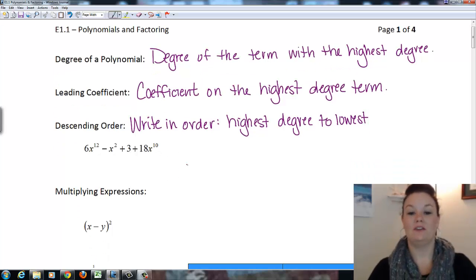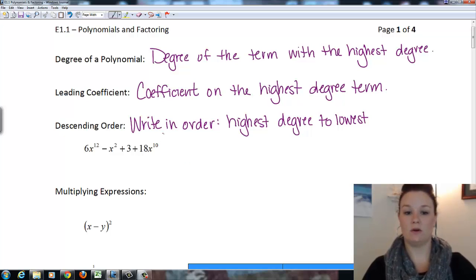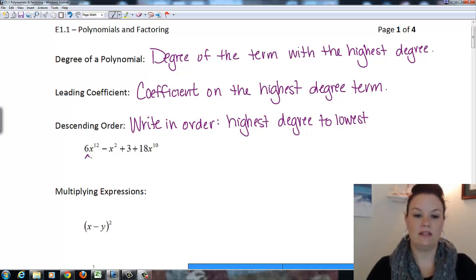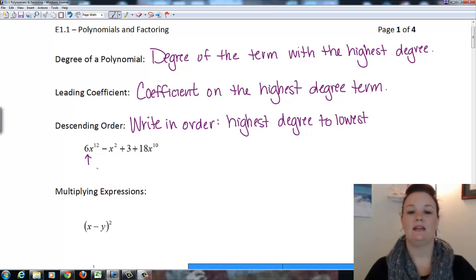Okay. So looking at this, if we wanted to look at what we just learned, the degree of this polynomial, I look at the highest power of x in any given term. So that would be this one. So that means that this polynomial is a degree 12 polynomial. Okay, and I want to write it in descending order.